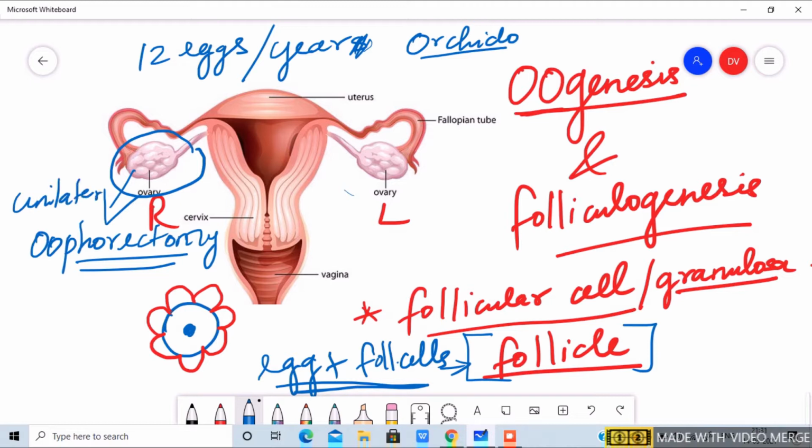Unilateral oophorectomy. If they are removing both the ovaries because of a tumorous condition, then it is known as bilateral oophorectomy.